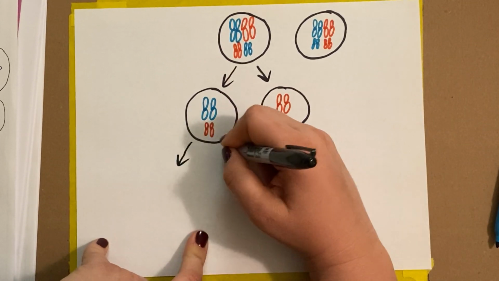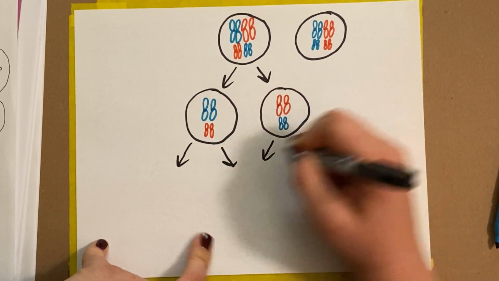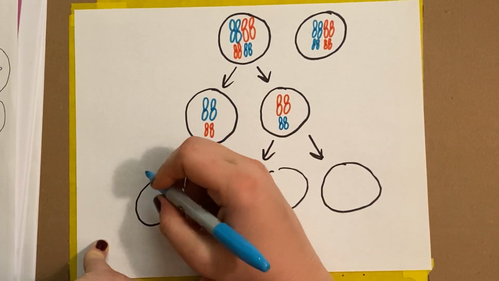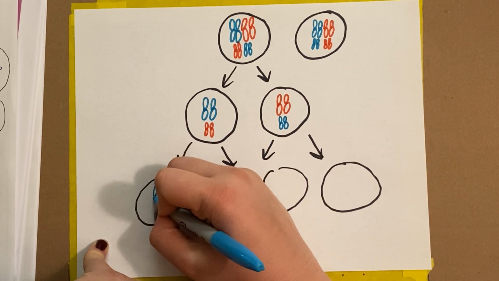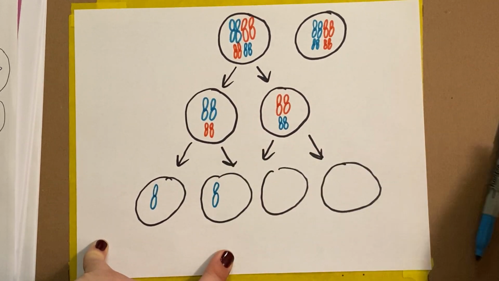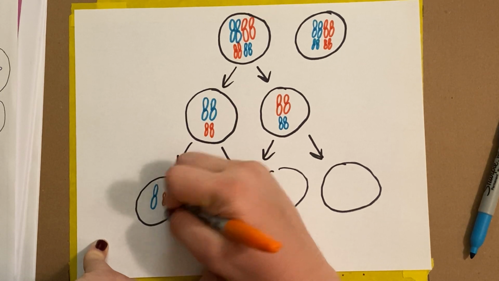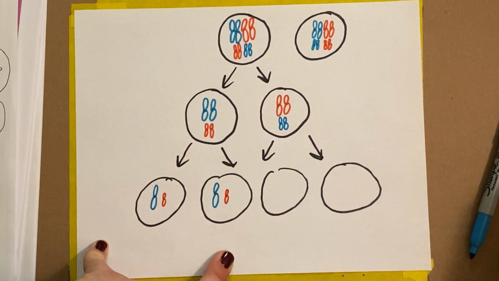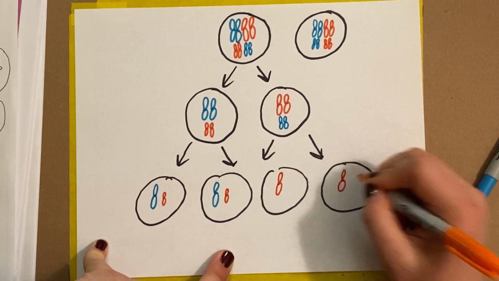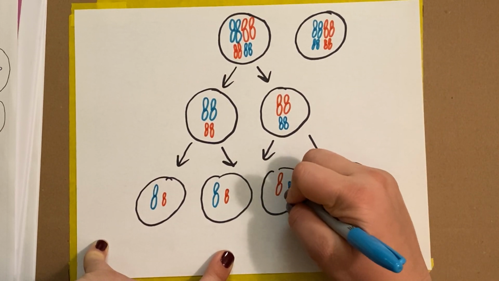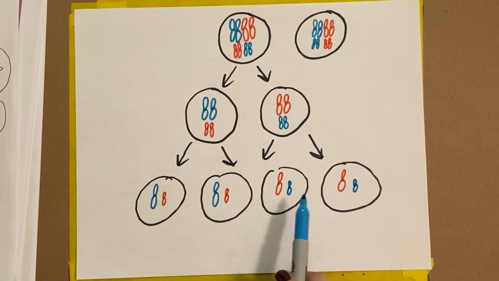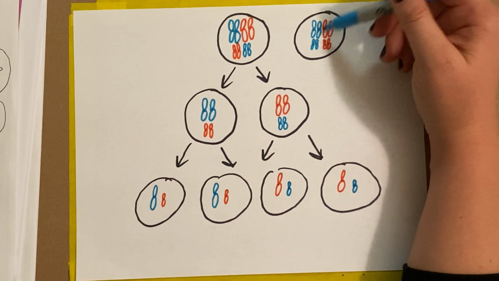Okay, and then ultimately at the end, we're going to end up with 4 cells. So we can have a big blue, little orange. This is going to have a big orange. This one's going to have a big orange, and then a little blue. Okay, and so what you're going to see is that you'll have different combinations. That's not what would have happened if we had this group.